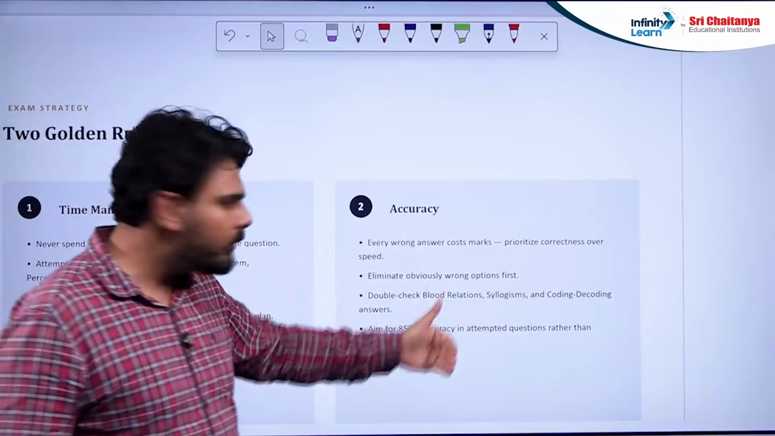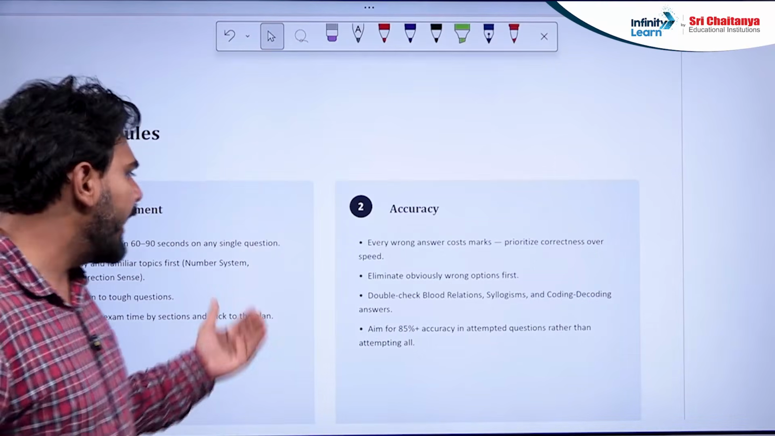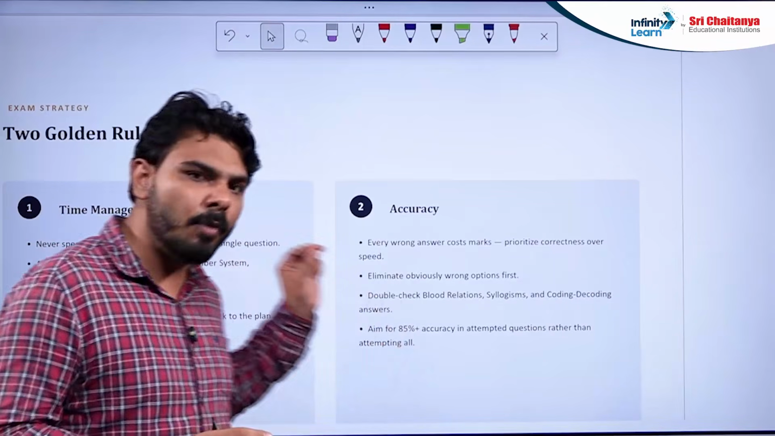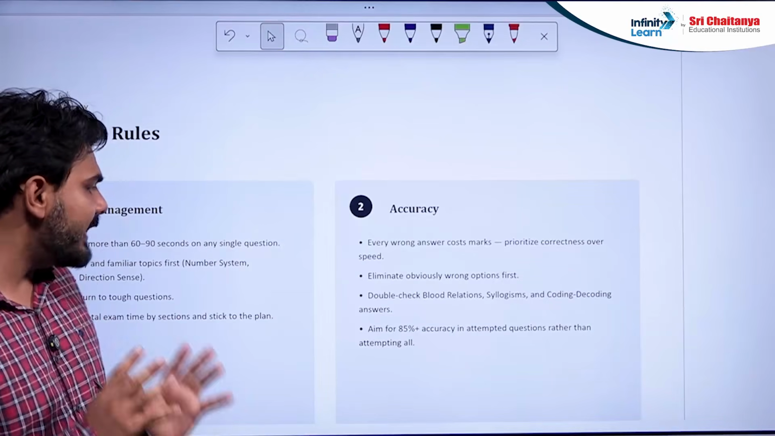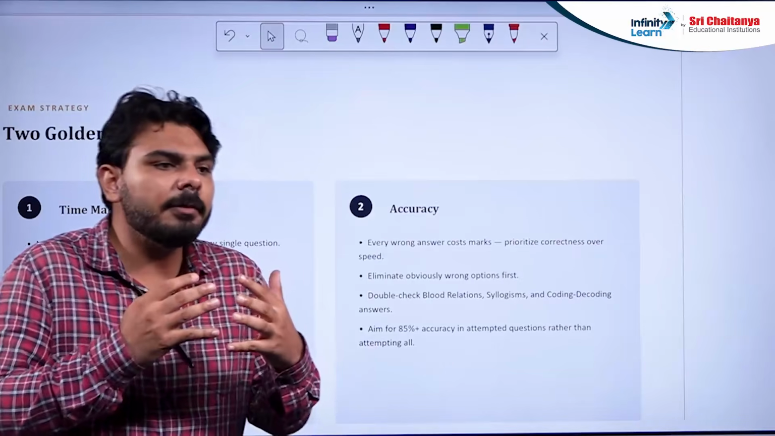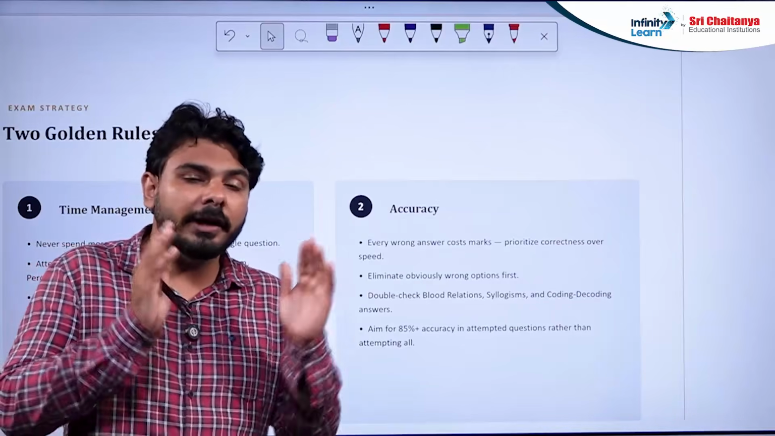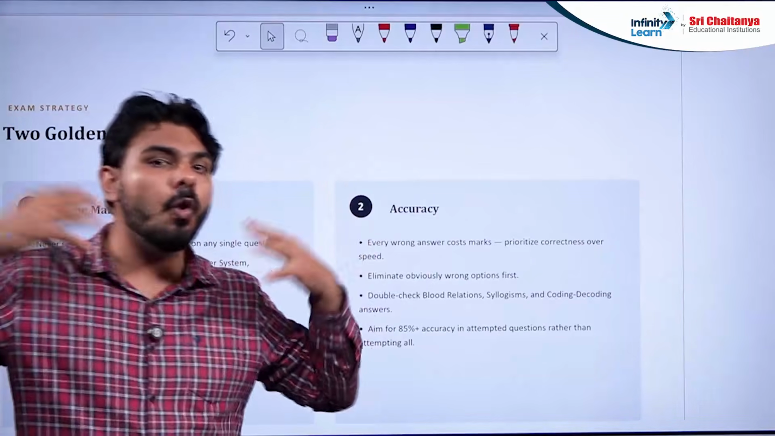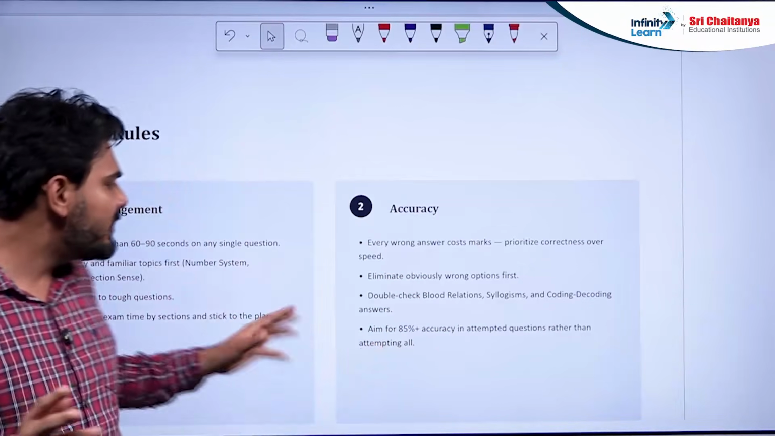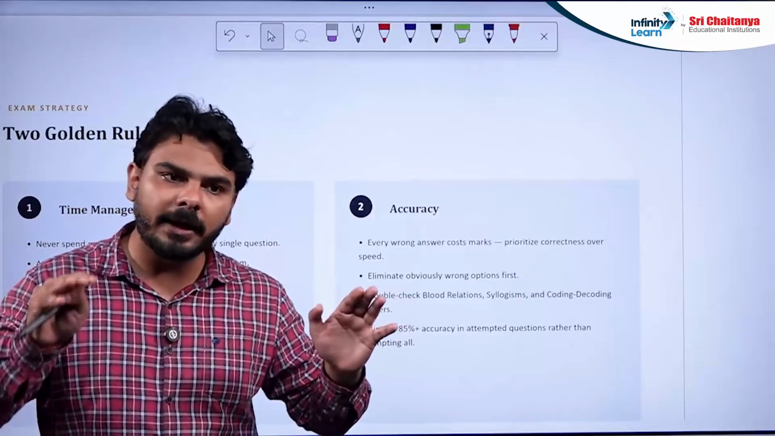You have to see in other chapters also, like syllogism, coding-decoding, you have to double check all your answers. Now, aim for 85% accuracy in attempted questions rather than attempting all. This is a very important point. I think this is the most important point in this slide, that the questions you do should be correct. It doesn't matter if you don't do all the questions, because the score questions are not that easy. If you think without attempting the exam that the questions will be easy and you will do all of them, you will end up guessing randomly. You don't have to do that. You just have to do those questions that you feel are correct. Otherwise, just skip it or do it at the end.